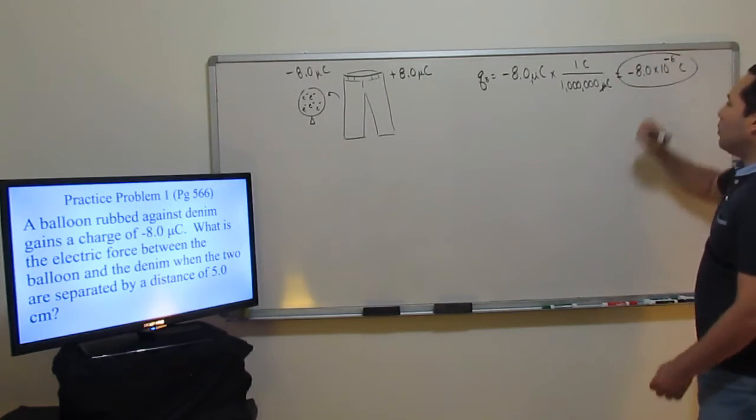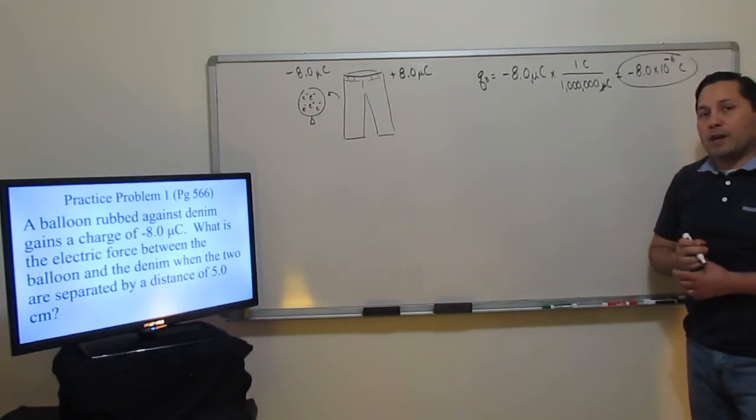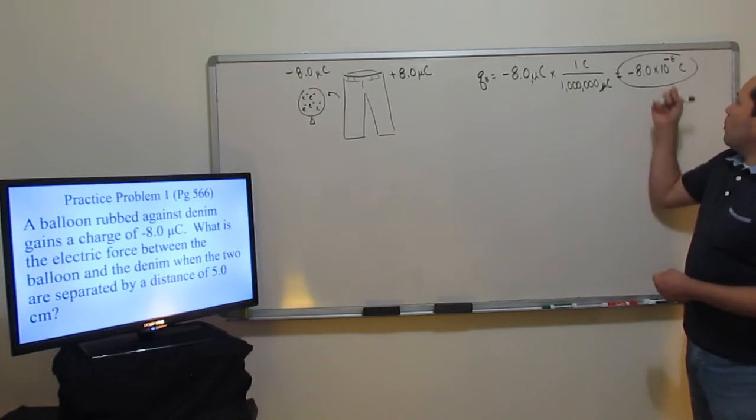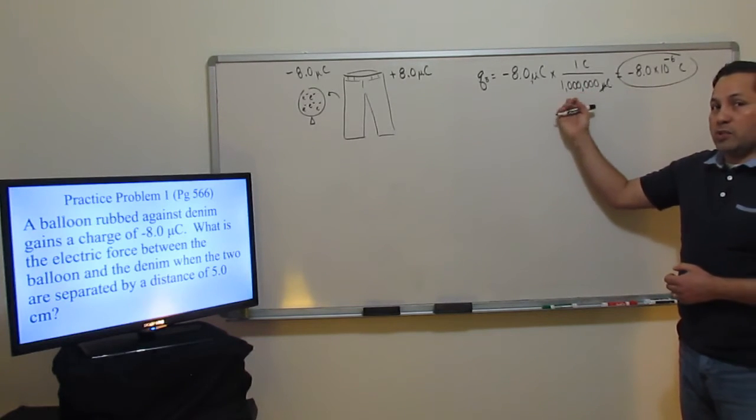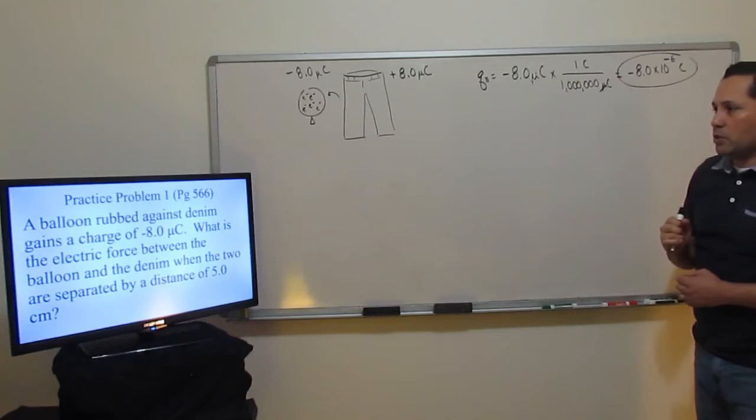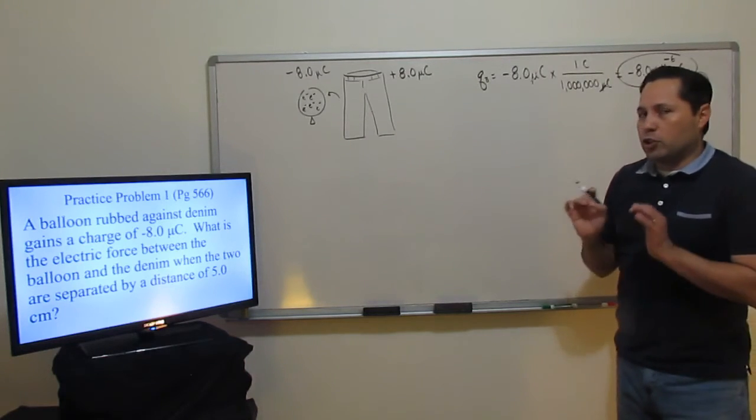Alright, so that's our first part. Changing it from microcoulombs, you divide it by 1 million. So we end up with 8 times 10 to the -6. See, we divided by a number that had 6 zeros in it, so that's why it's a -6. Alright, so now we have the charges in coulombs.